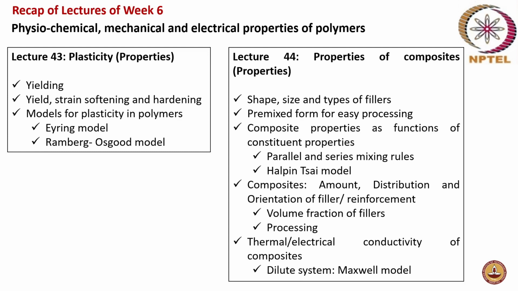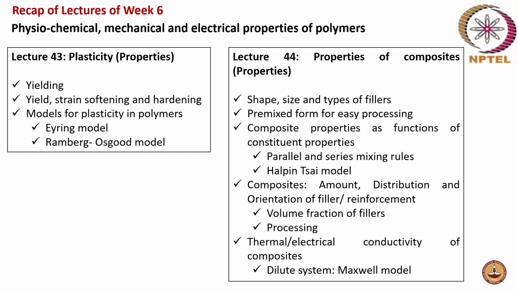Lecture 43 was on plasticity. The concept of yielding, yield strain, strain softening, strain hardening, and the models of plasticity, the Eyring model and the Ree-Eyring model, and the Robertson model, were all discussed in plasticity. Plasticity means there is some permanent deformation, correct? In the case of elastic deformation, the deformed material can be brought back to the original state. Whereas in plasticity, there is a permanent deformation or a permanent change in orientation.